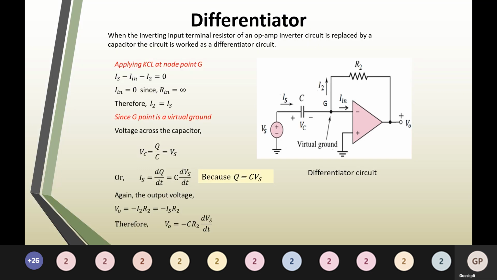Now, differentiator, what is this one? It is again a mathematical operation, which we know is the opposite of integration. This differentiator is a circuit where the output will be a voltage which is the differentiation of the input voltage with respect to time.